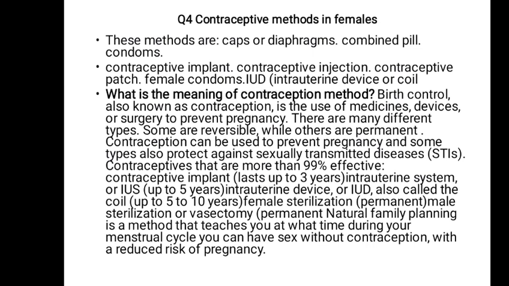Contraceptives that are more than 99% effective are contraceptive implants and intrauterine systems, that is IUS, and IUD, intrauterine device, also called a coil.